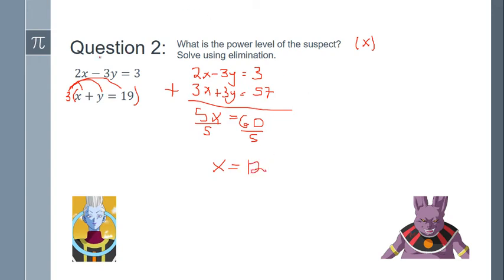All right, so since this question is simply asking what is the power level of the suspect, they just mean solve for x. All right, so now we know that the power level of the suspect is 12. And if we went back and looked at the table, you would see that we have two characters that have a power level of 12. We have Champa and Wiss.